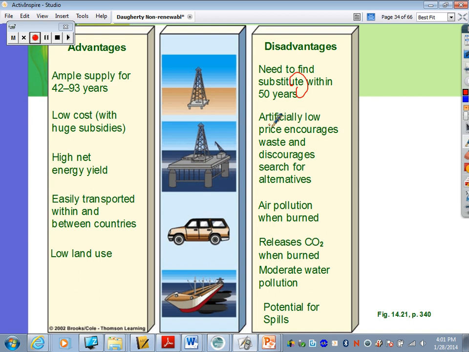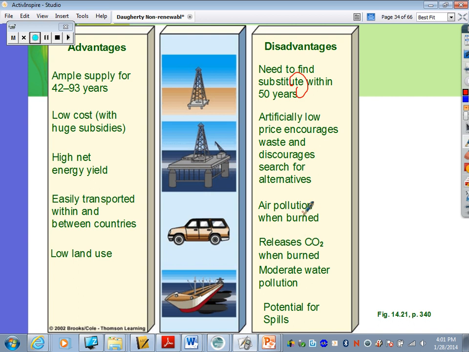It says that we use artificially low prices, so that encourages waste of oil and it discourages the search for alternatives. So that's a big one. A lot of people say what we should be doing is what Europe does, and they charge a lot of money per gallon of gasoline, and that is supposed to help encourage people to use other types of transportation besides private cars.